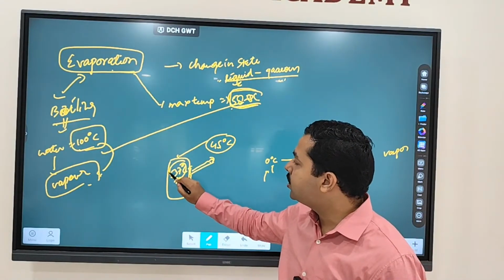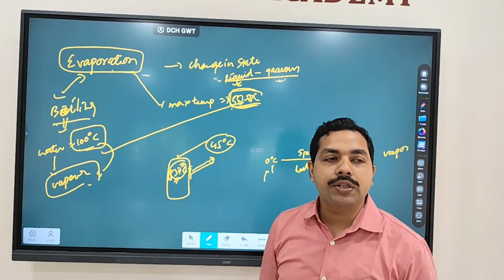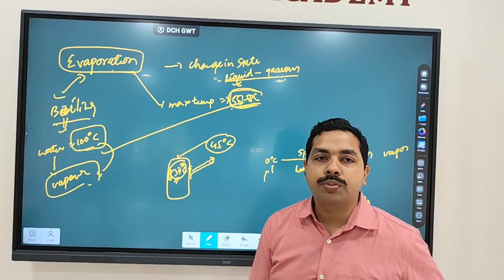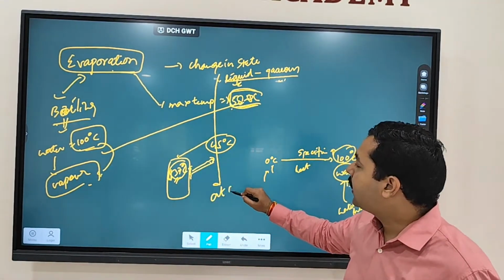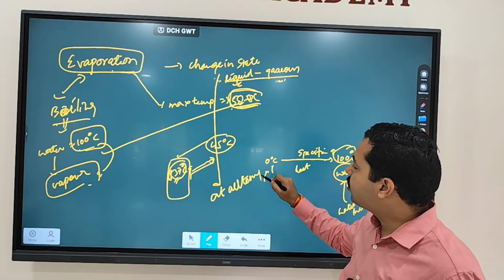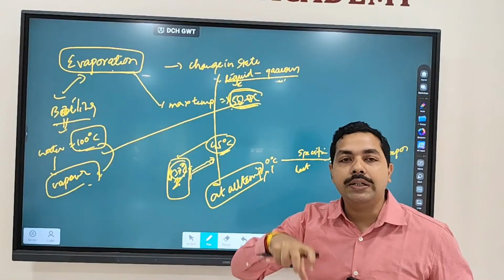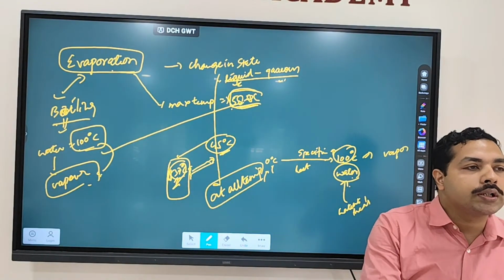So when it is going to use internal heat, what will happen? Temperature will come down. When temperature comes down, you will feel the cooling effect. Fine. So that's why evaporation can happen at all temperatures. It can happen at all temperatures because it is not only using outside heat, it is also using the inside heat to convert water into which state?